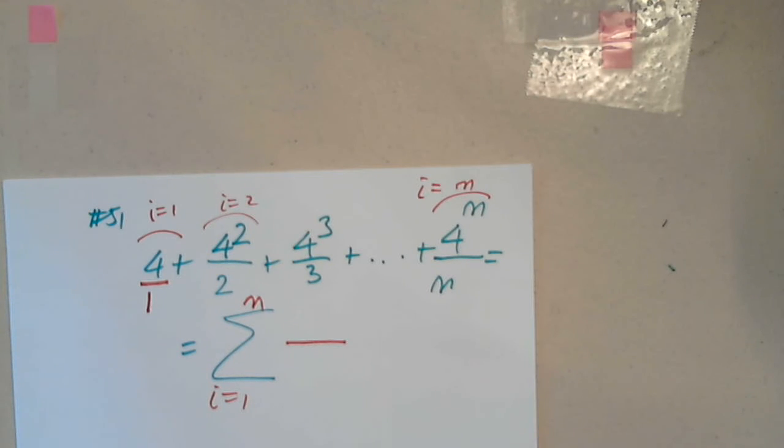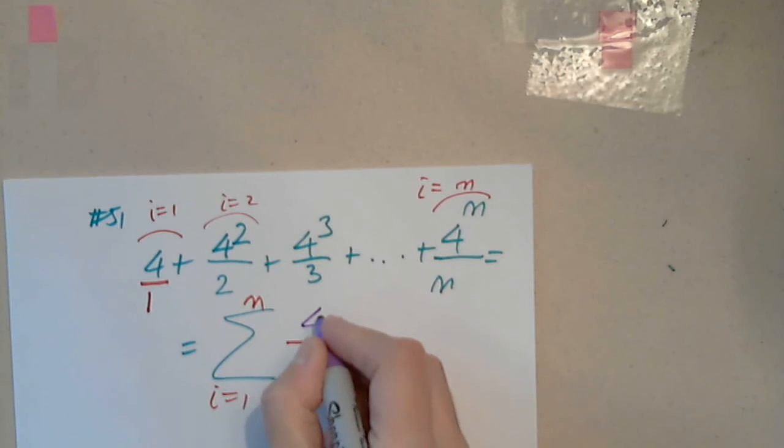So then, can anyone give us the numerator? When i is 1, we get 4. When i is 2, we get 4 squared. When i is 3, we get 4 cubed. When i is n, we get 4 to the nth power. So what should the numerator be so that it works for all these? 4 to the i. Very good.